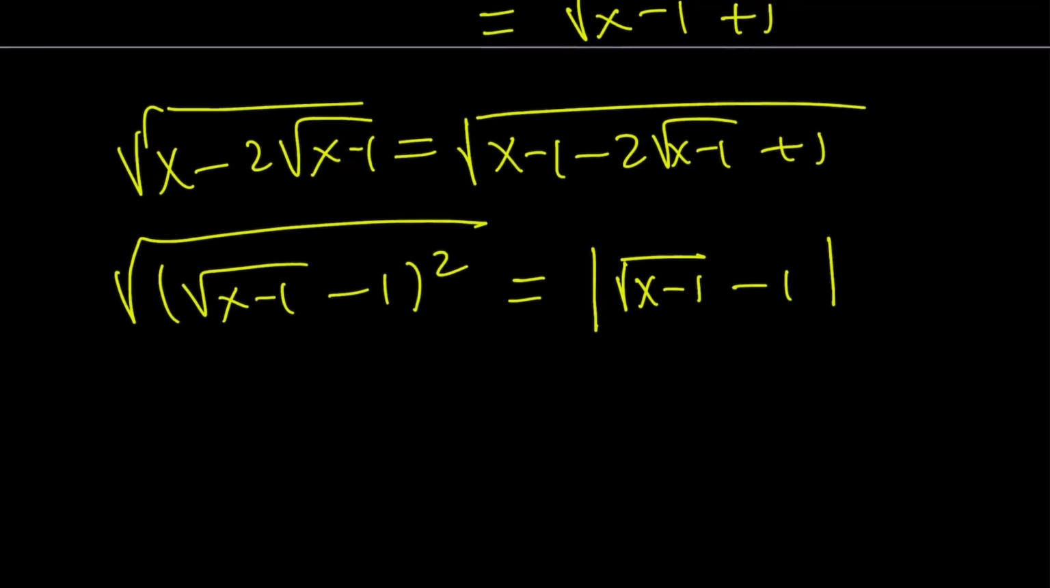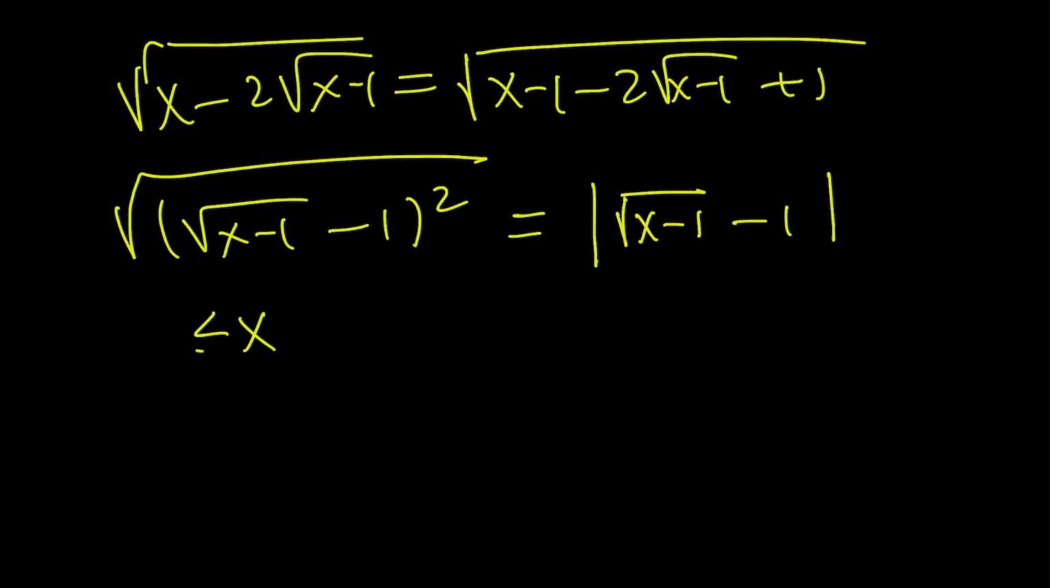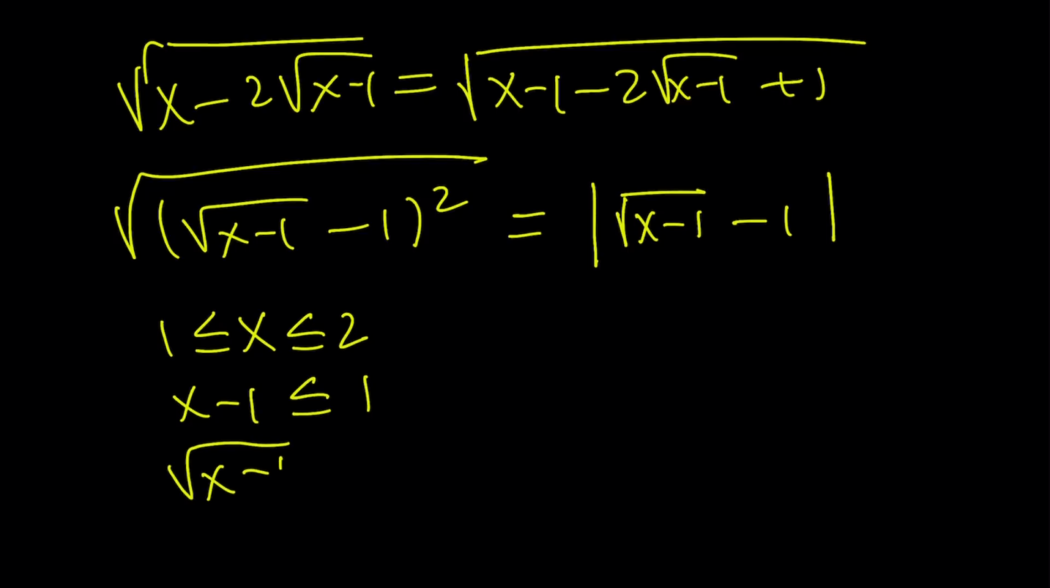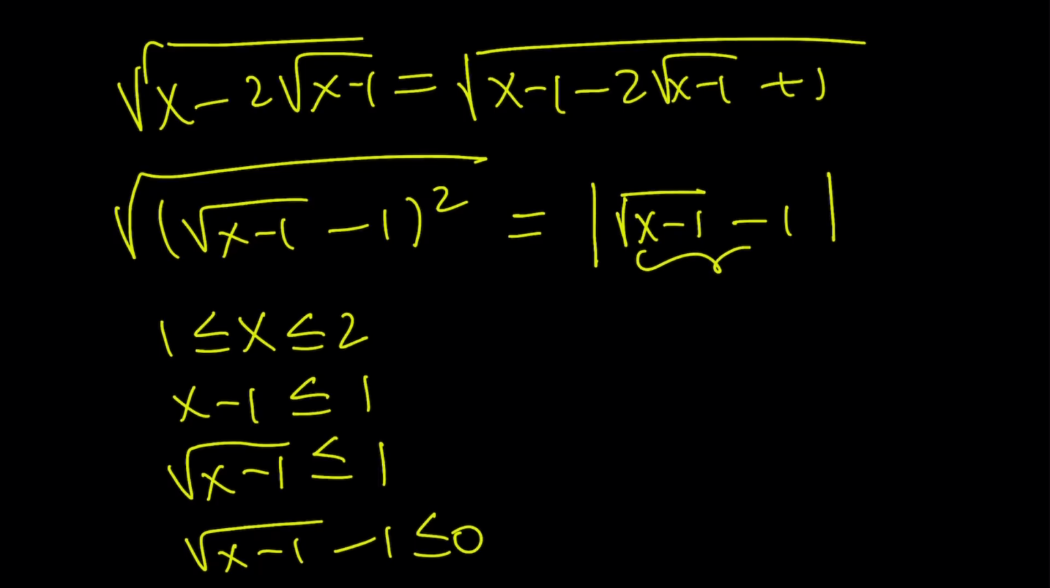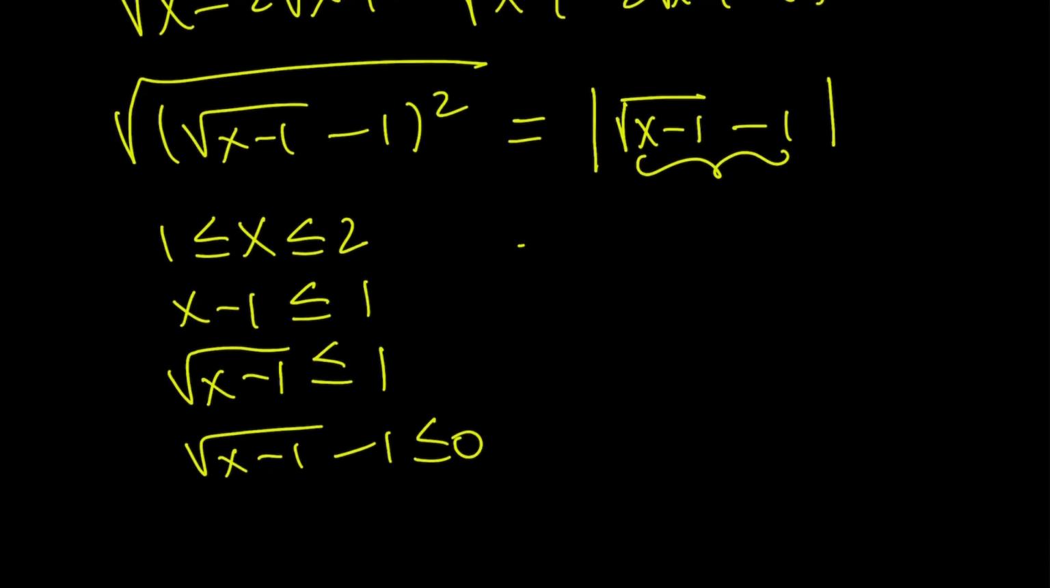But notice that x is between 1 and 2, right? So in other words, x is less than or equal to 2. That means x minus 1 is less than or equal to 1. Square root of x minus 1, given that it's a positive quantity, is also going to be less than or equal to 1. So the square root of x minus 1 minus 1 is going to be less than or equal to 0. So this is kind of like a negative or non-positive quantity. Therefore, its absolute value is going to be its opposite. So we're going to write it with a minus sign on the outside.